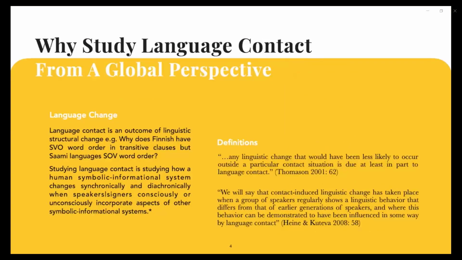So why indeed study language contact from a global perspective? So language contact is an outcome of linguistic structural change. So for example, why does Finnish have SVO word order in a transitive clause, but Sami, a related language, have SOV word order? Studying language contact is studying how a human symbolic informational system changes synchronically and diachronically when speakers and signers consciously or unconsciously incorporate aspects of another symbolic informational system.